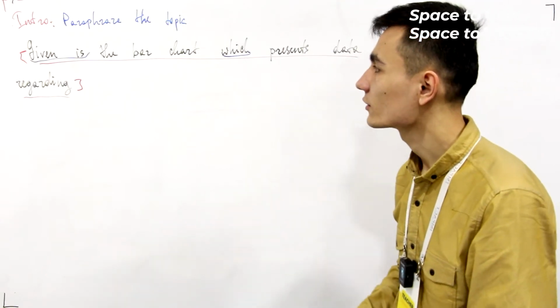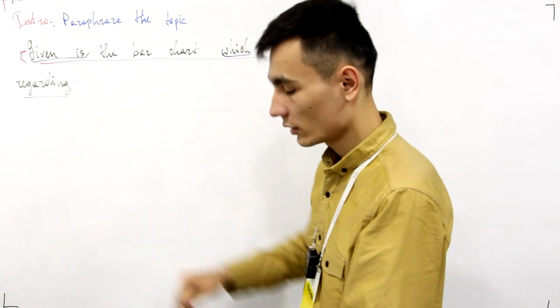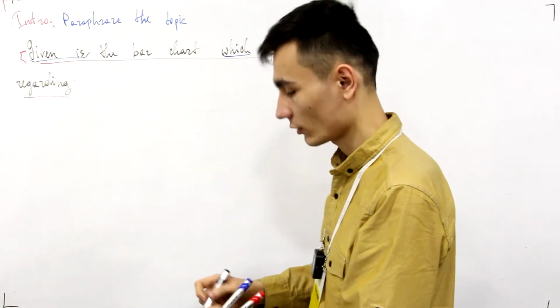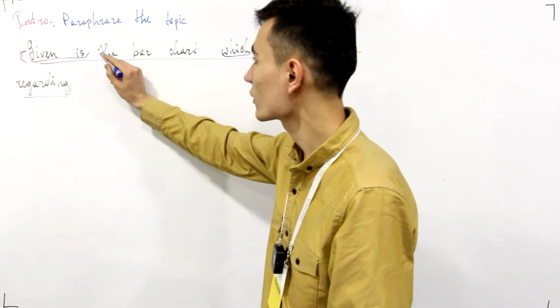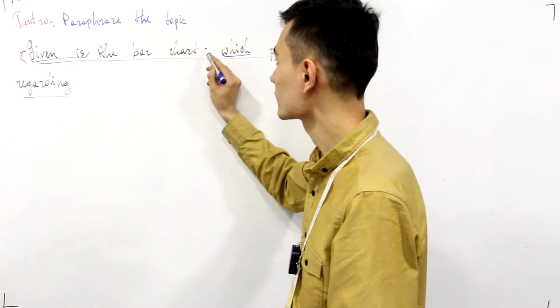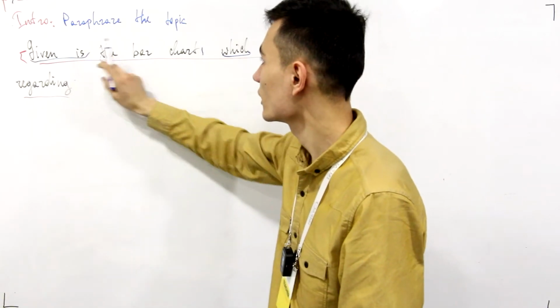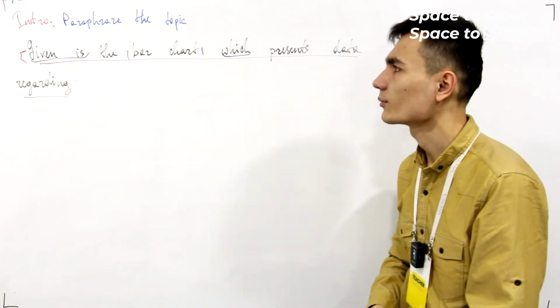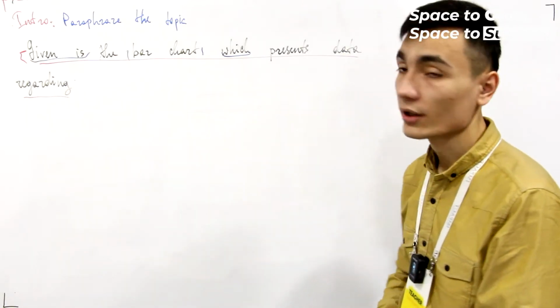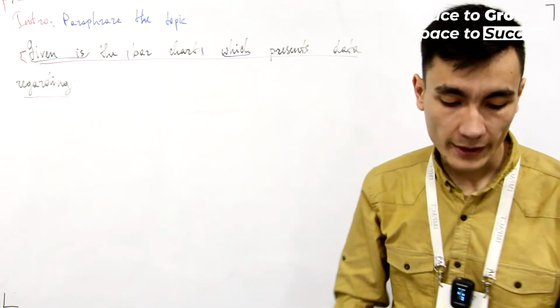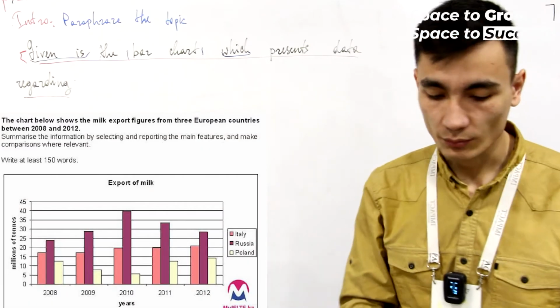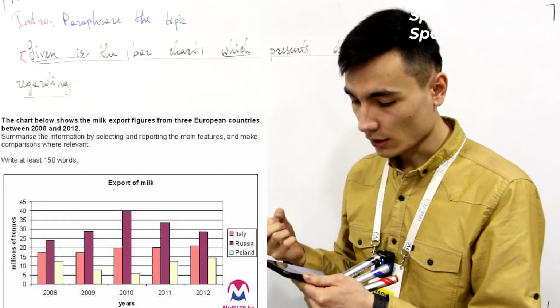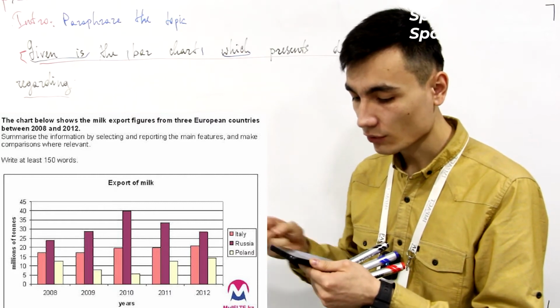So after this, you just have to continue your introduction part. So here, the only thing that changes in introduction part is this name, right? So this name only changes. It can be bar chart, it can be pie chart, it can be a table, doesn't matter. So given is a bar chart regarding what? It was milk exports by 3 countries. So it's Italy, Russia, Poland, from these countries.